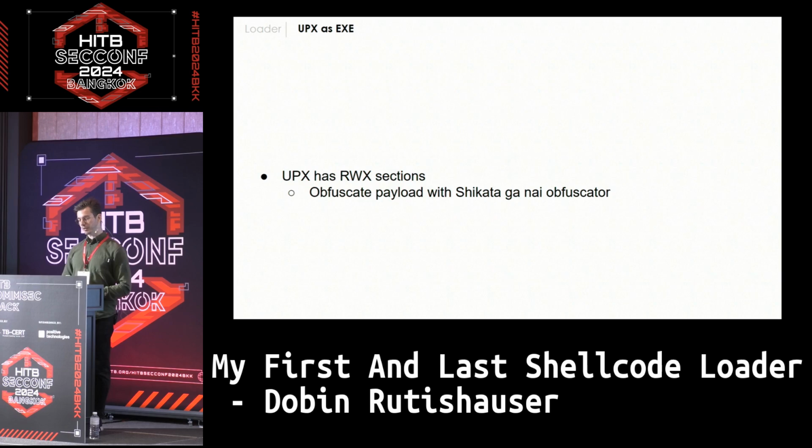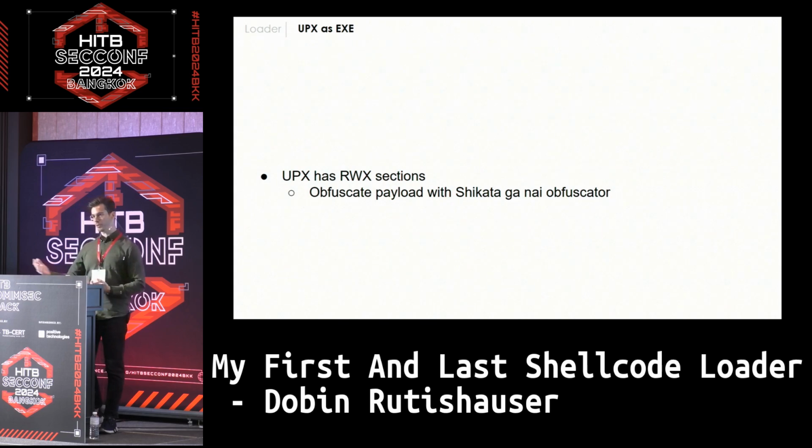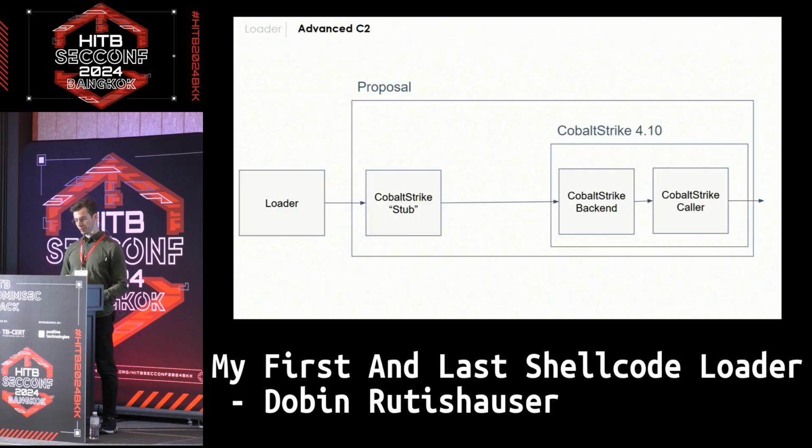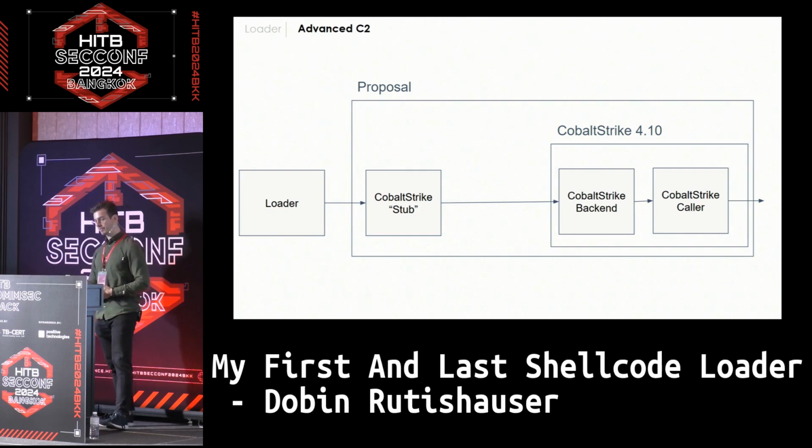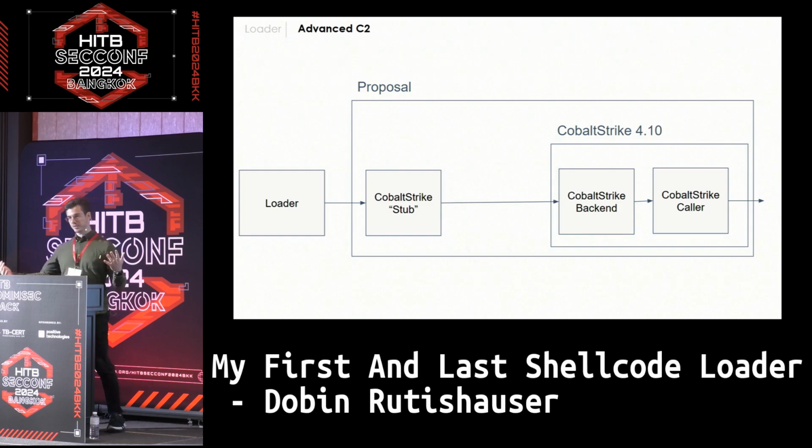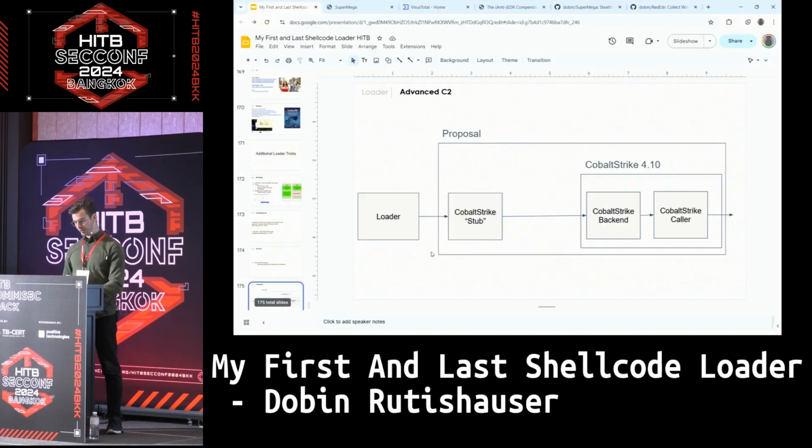Also cool is UPX files. UPX has a writable and executable memory. This makes it very easy to just use a shellcode, use Shikata-Ga-Nai, and then inject it there. Should be pretty undetectable. And I think also there's still some things left in developing C2s. I think the loader and the C2 itself can work more together. What Cobalt Strike 4.10 more or less also started with their back-end and caller implementation.